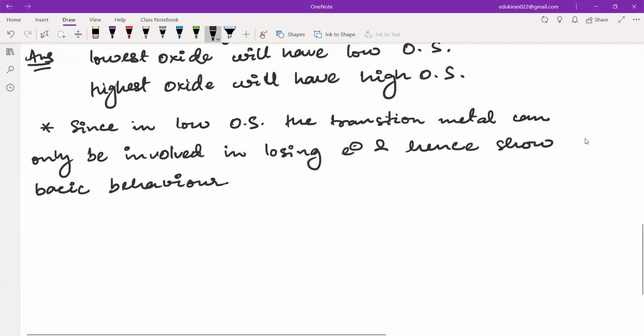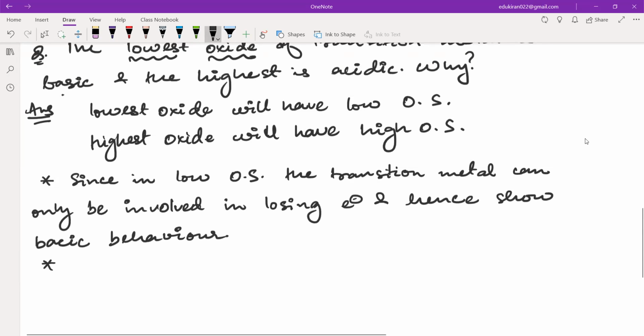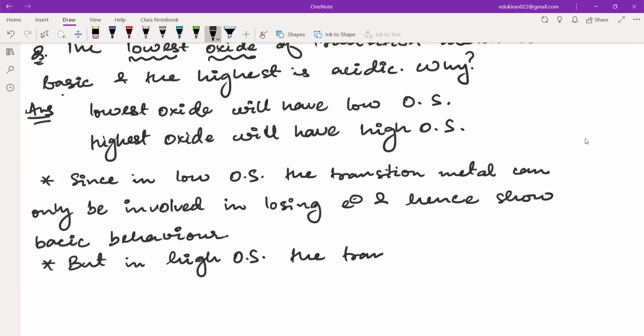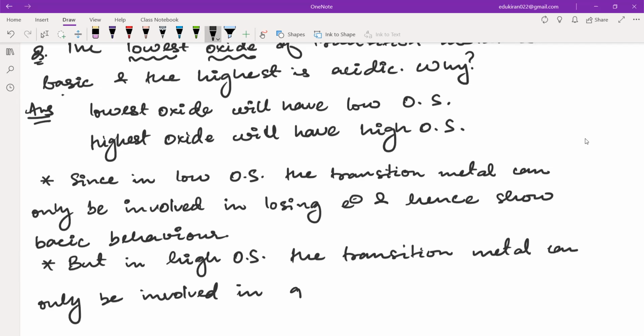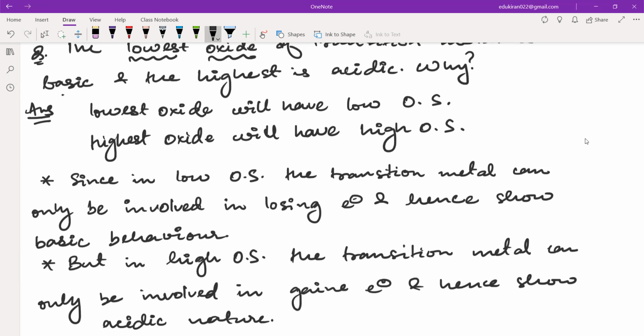Then you will write, but in high oxidation state, the transition metal can only be involved in gaining electrons, and hence shows acidic behavior, acidic nature. So write this down. Let me know if you're done.